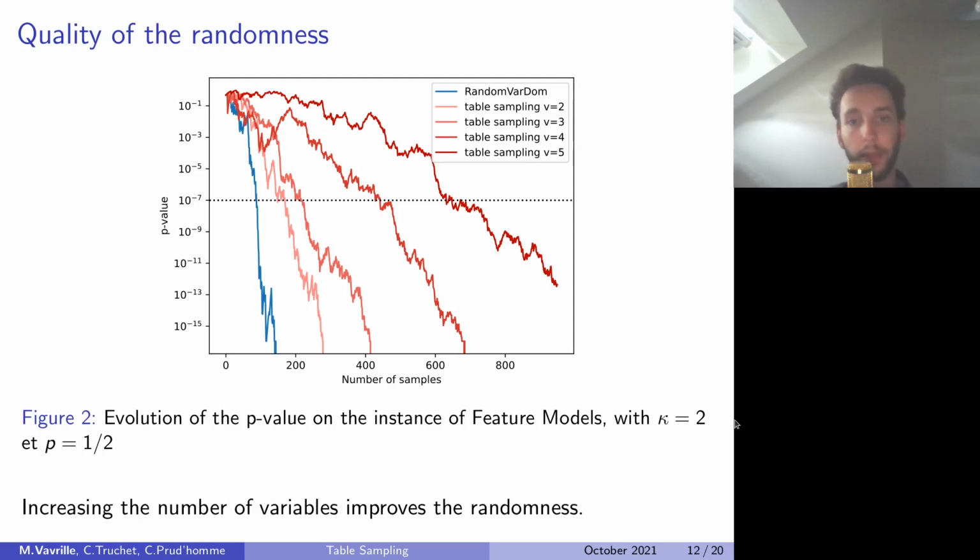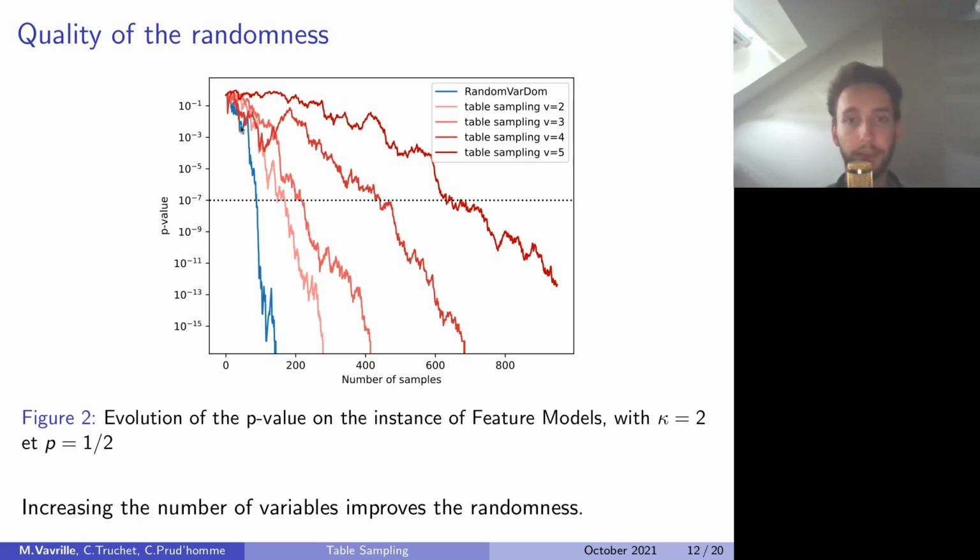So here I plotted a graph where I show the p-value depending on the number of samples done. The p-value is a quantitative measure of the distance to the uniform distribution. So the lower the p-value, the further we are from the uniform distribution. When increasing the number of samples, we diverge more and more from the uniform distribution.